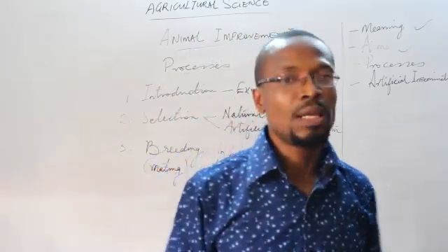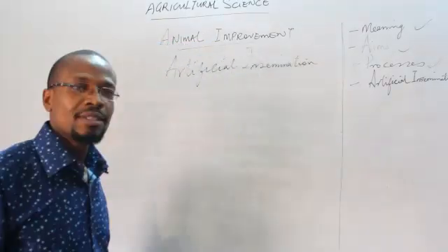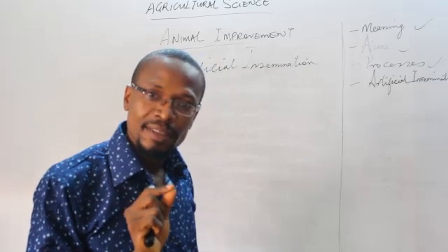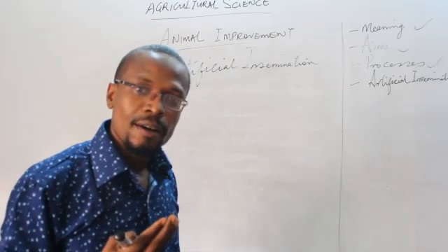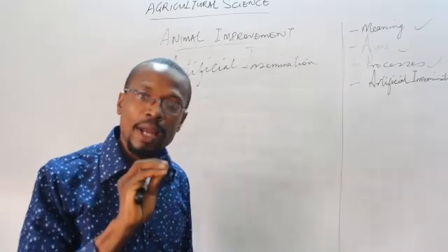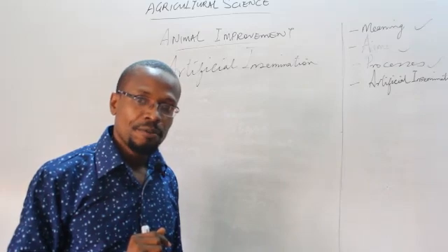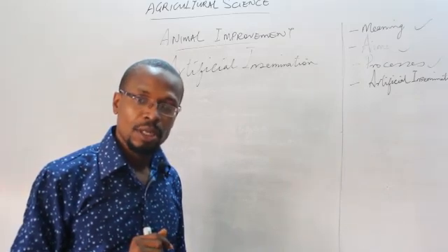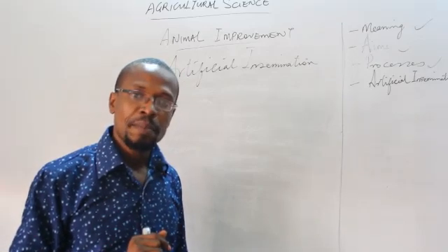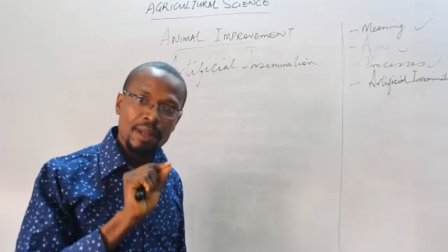Now let's quickly look at the last on our list, which is artificial insemination. Artificial insemination simply means the introduction of semen into the reproductive tract or into the reproductive organ of the female animal. Now remember, if you have followed your biology closely, you will remember that the semen contains the spermatozoa. The spermatozoa is what fertilizes the female egg, which is the ovum.